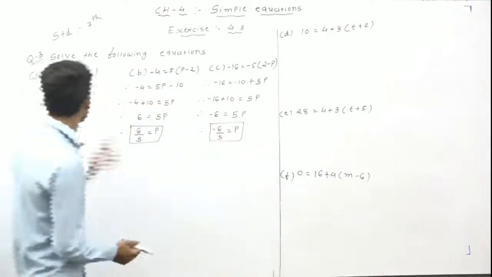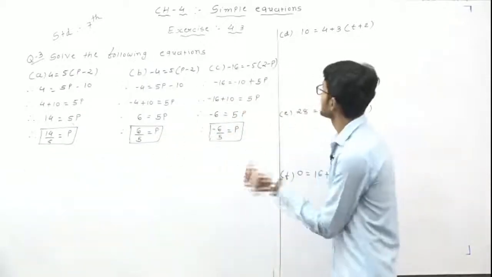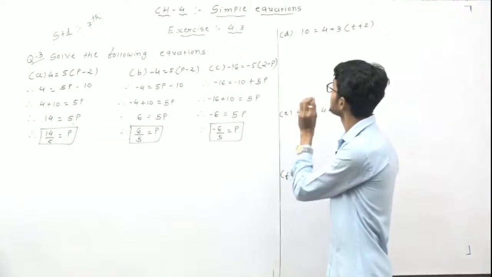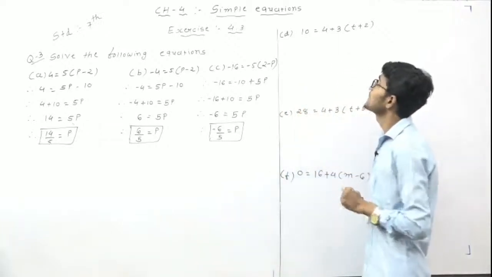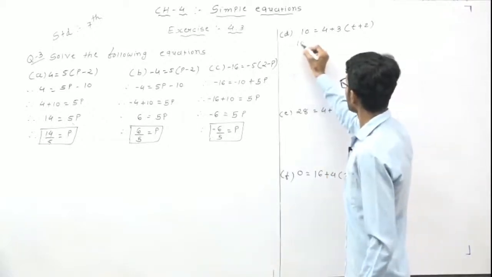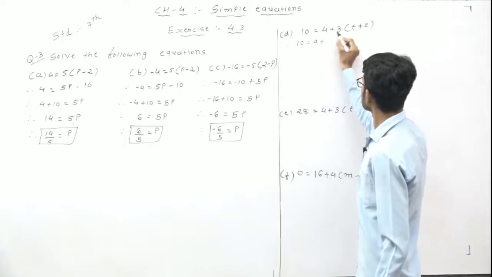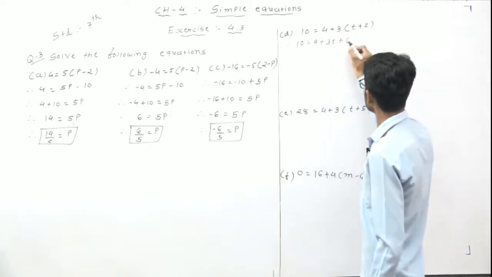Clear, students? The first question, second question and third, these three are clear. Okay, same for the next, question number 4: 10 is equal to 4 plus 3 in bracket t plus 2. So first of all remove the bracket, so 10 is equal to 4 plus 3 multiplied by t, 3t, plus 3 multiplied by 2, it means 6.